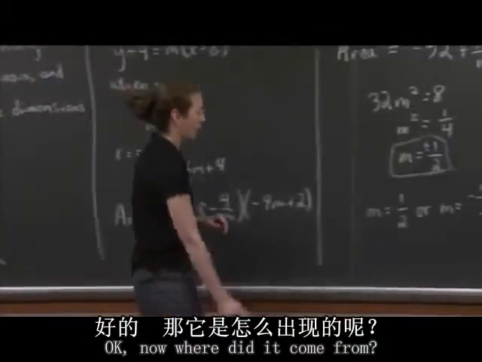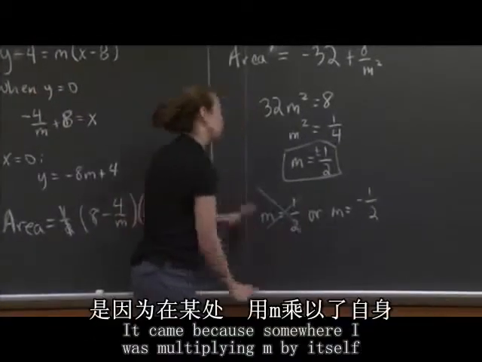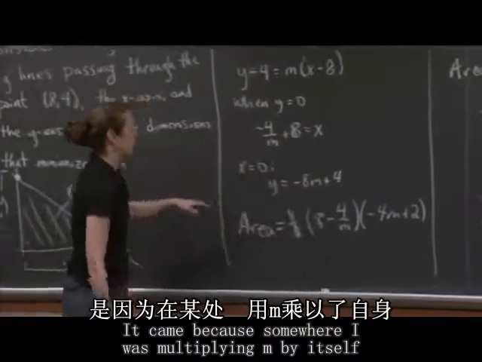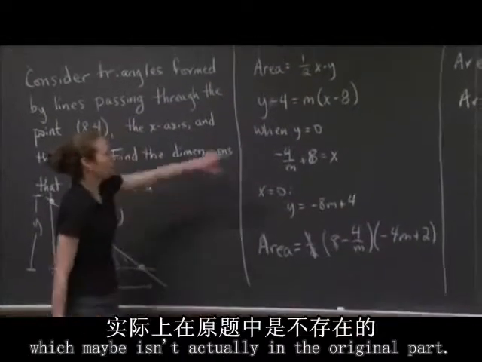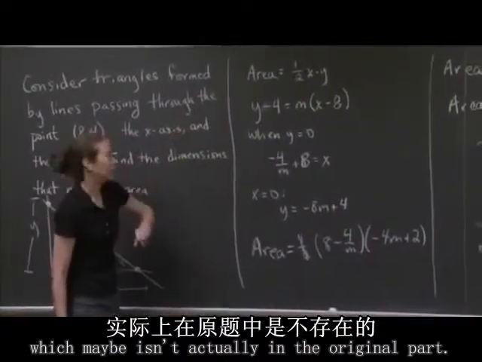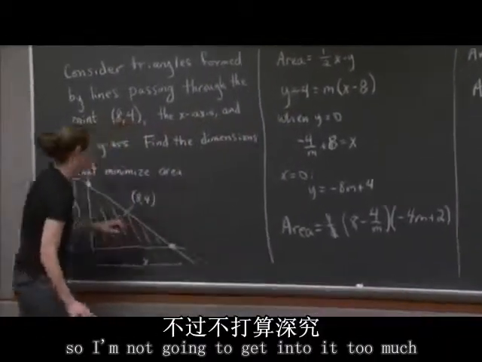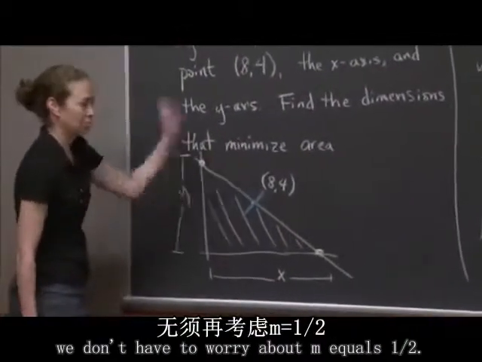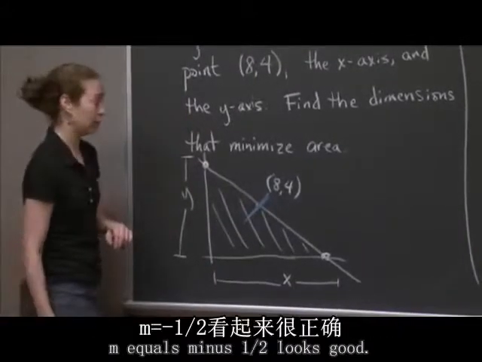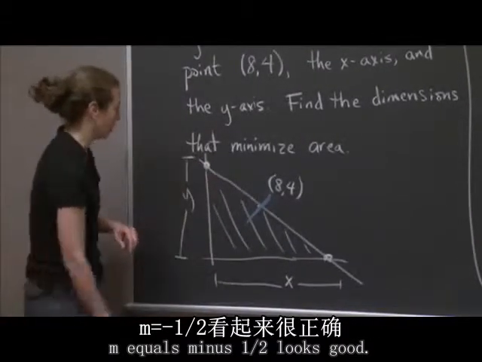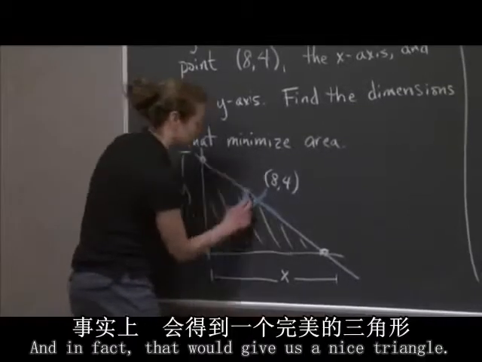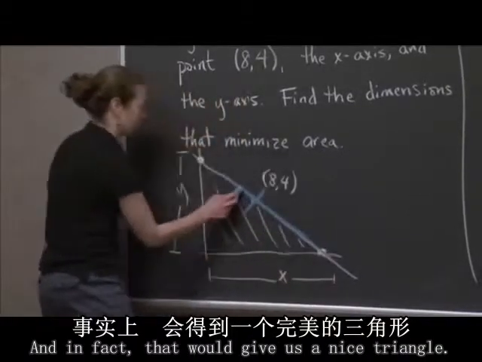Now where did it come from? It came because somewhere I was multiplying m by itself, which maybe isn't actually in the original problem. I was introducing a new thing happening there, so I'm not going to get into it too much because we can immediately see that we don't have to worry about m equals 1/2. m equals minus 1/2 looks good. That's sloping in this direction. And in fact, that would give us a nice triangle.